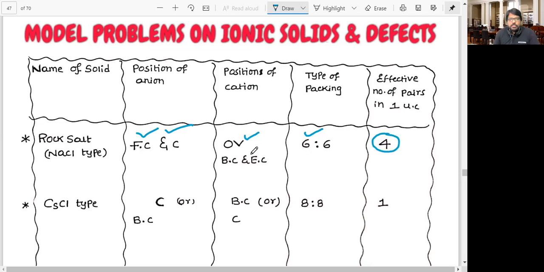But for very sure, these are not memory based points. If you can remember which ion is forming the lattice and which is occupying the voids, then based on that, every parameter can be developed very easily. So this is about rock salt type.